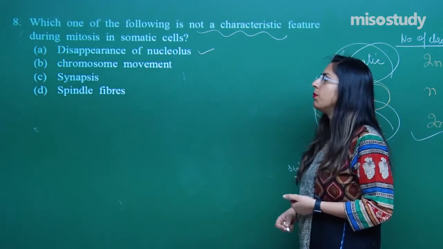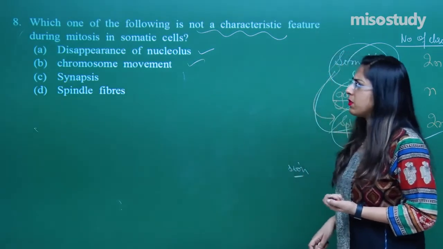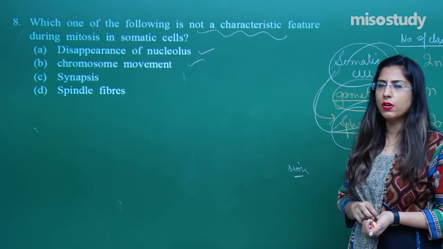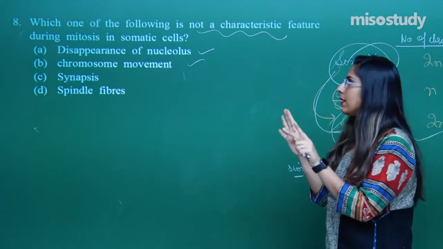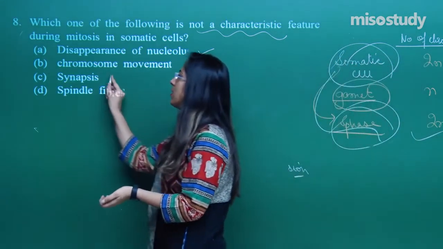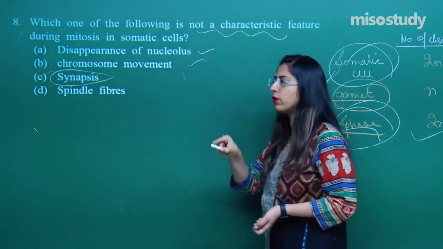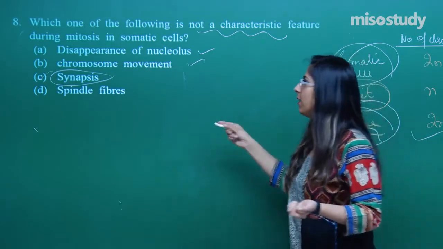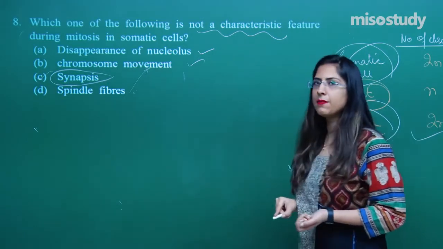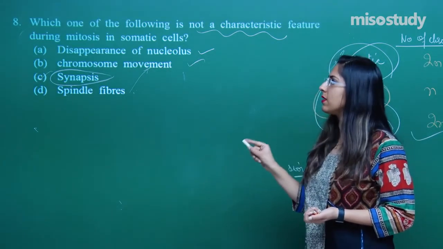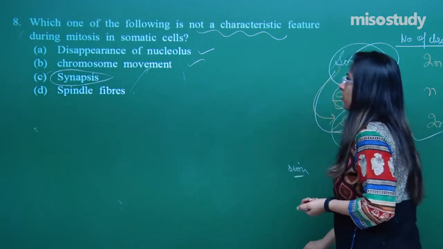Second option, the chromosome movement. This normally will happen. This is the right one. Next is the synapsis. Does synapsis occur in mitosis or not? Synapsis is the pairing of two homologous chromosomes. In case of mitosis, this synapsis doesn't occur. So this is the answer because this doesn't happen. Let's look at the D option, spindle fibers. Obviously, when the chromosome movement is occurring, that means the spindle fibers are there. Spindle fibers arise from the centriole. So D is correct, A is correct and B is correct. The non-correct option is C, synapsis.